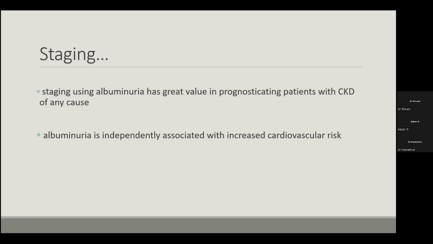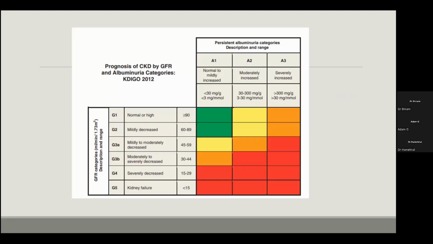So every CKD patient should have at least a quantified amount of proteinuria if albuminuria is not possible. This is the table we always use while presenting or while discussing. This is the prognosis of CKD by GFR and albuminuria categories. We will see other prognostic factors later on, but if it is stage 1 and 2 and A1 category, there is low risk to the patient and you can just continue follow-up.